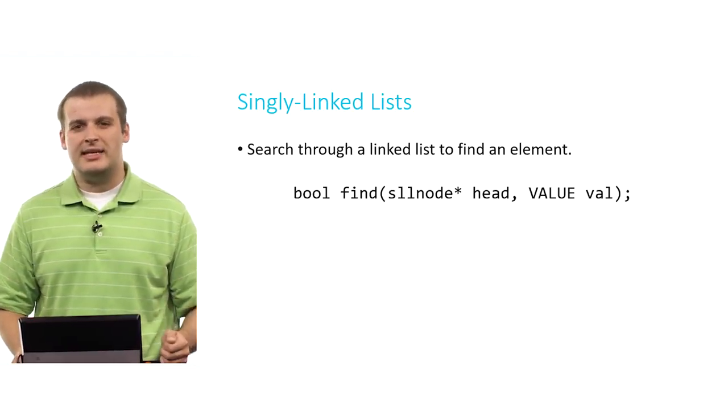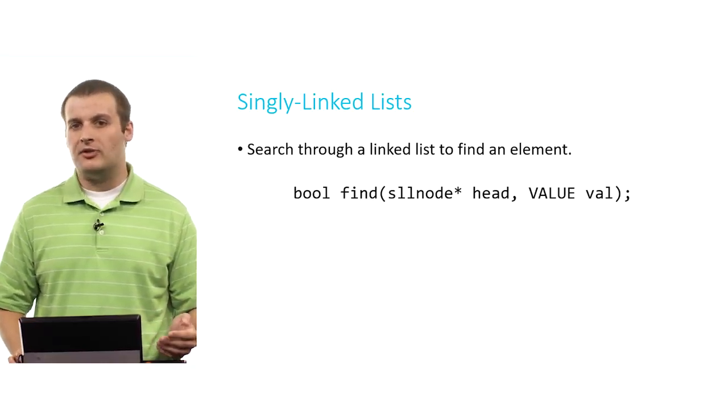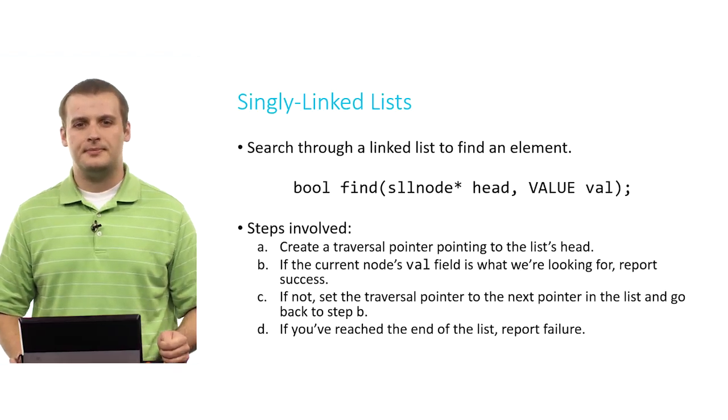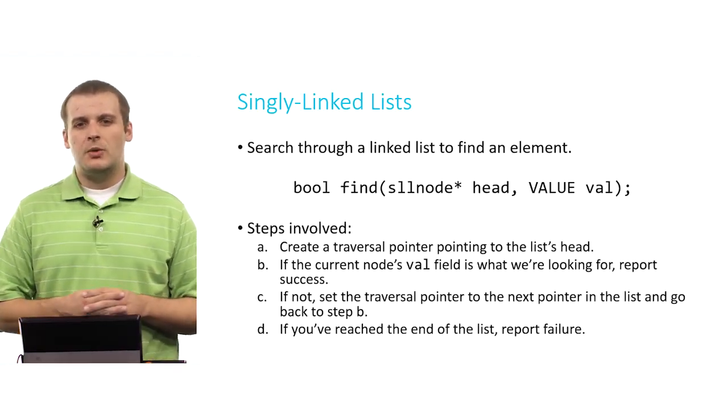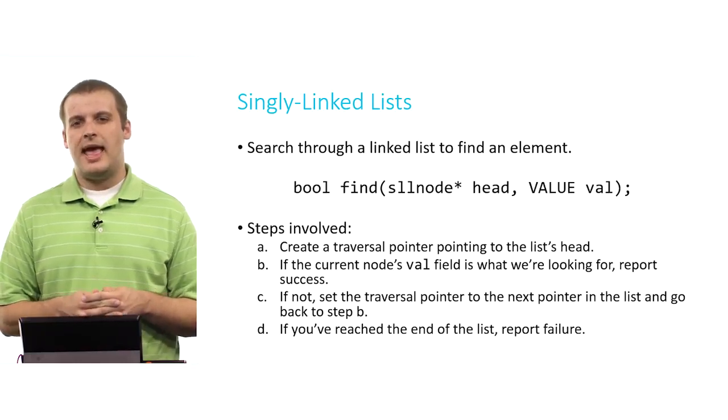And then the second thing we're passing in, again, is arbitrarily whatever data type we're looking for that is inside of, hopefully, one of the nodes in the list. So what are the steps? Well, the first thing we do is we create a traversal pointer pointing to the list's head.